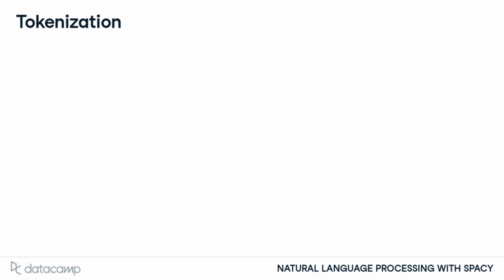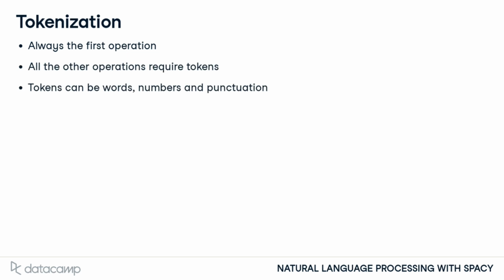We introduced tokenization earlier, but let's explore it further. Tokenization is always the first processing step in a spaCy NLP pipeline, as all other processing steps require tokens in a given text. Recall that tokenization splits a sentence into its tokens, or the smallest meaningful piece of text. Tokens can be words, numbers, and punctuation.